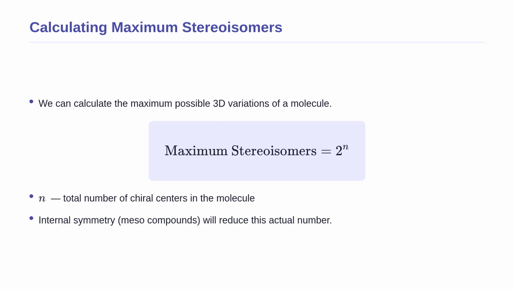However, there is a catch. If the molecule has an internal plane of symmetry, making it overall symmetric, it is called a mesocompound. Mesocompounds are identical to their mirror images, which means the actual number of unique stereoisomers will be less than 2 to the power of n.